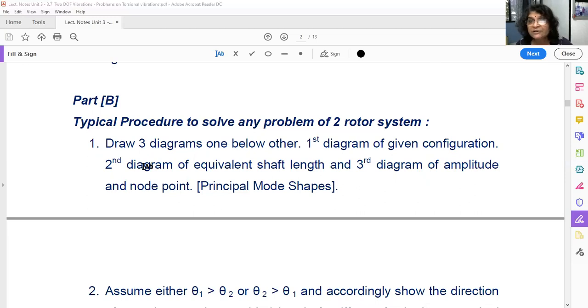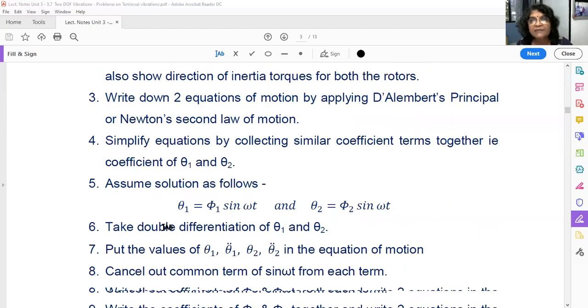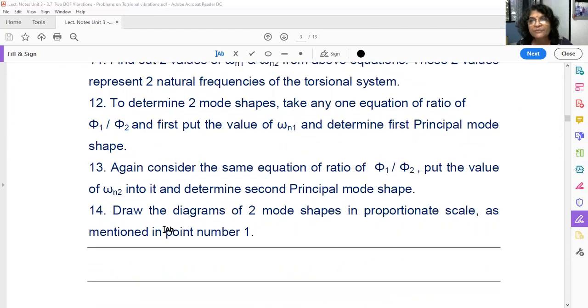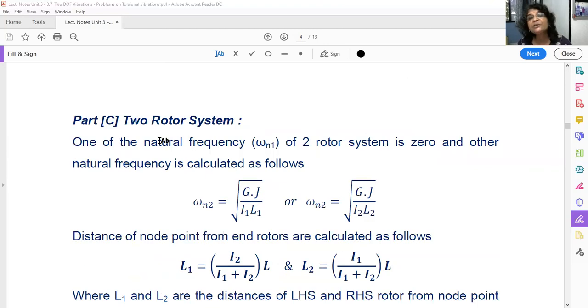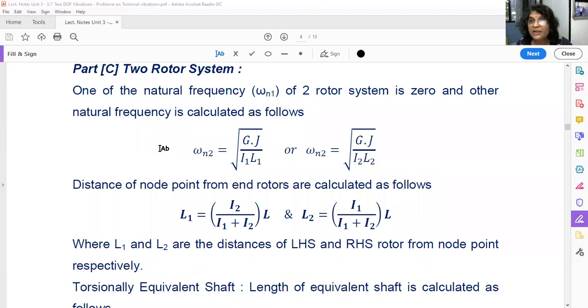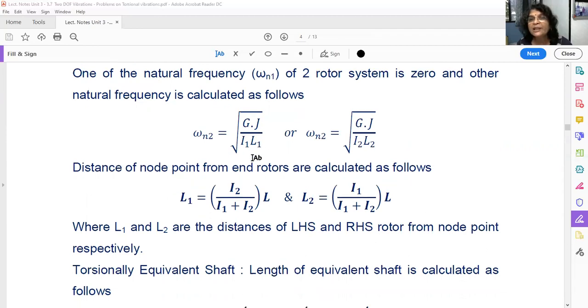Directly I think we will go to problems. Or before that, we have also learned what a two rotor system is. When it is a two rotor system, that is a 2D wave system, there will be two natural frequencies. One of the natural frequencies of the rotor is 0, and the second natural frequency can be found from this formula, omega n2 is equal to square root of GJ upon I1 L1 or I2 L2. And what is that L1 or L2?